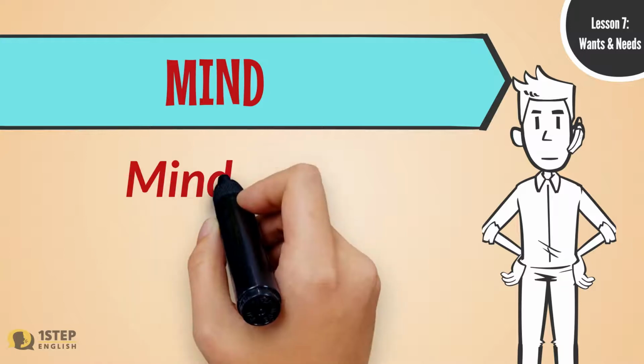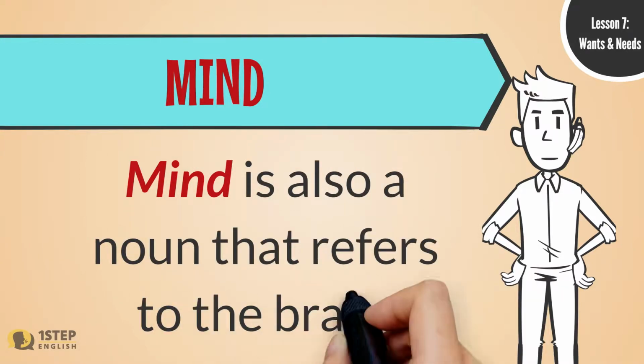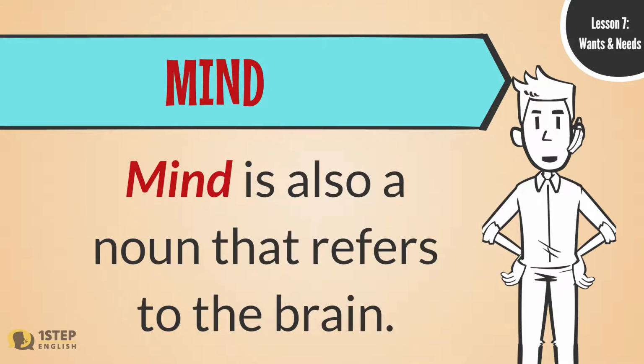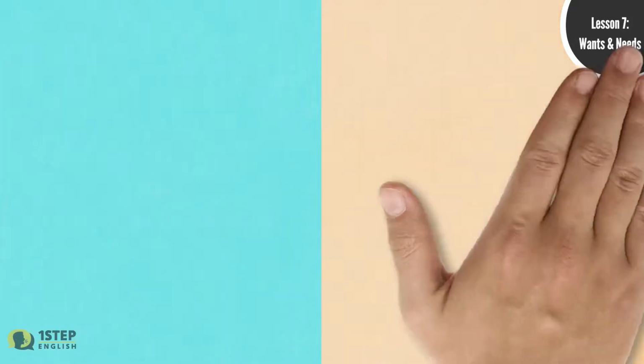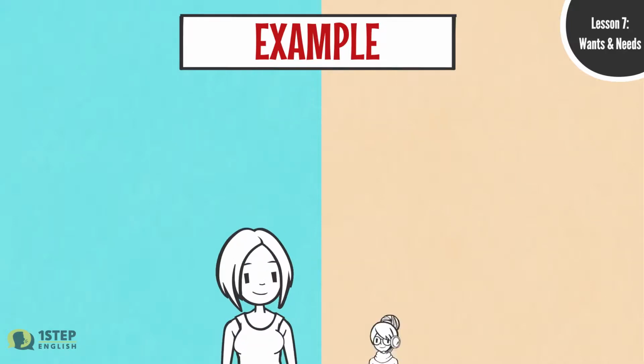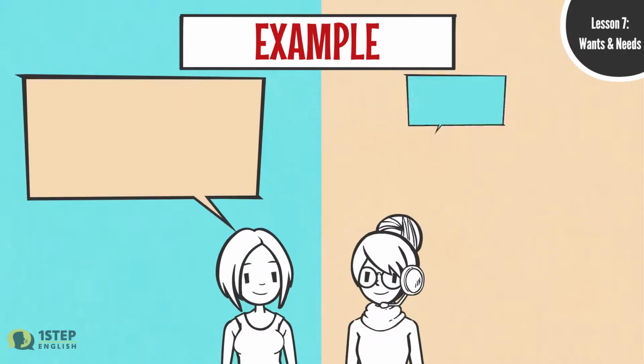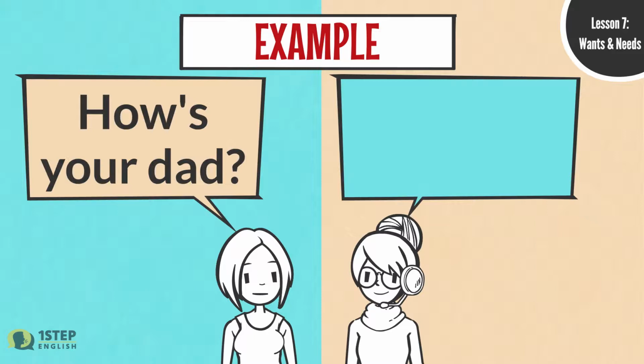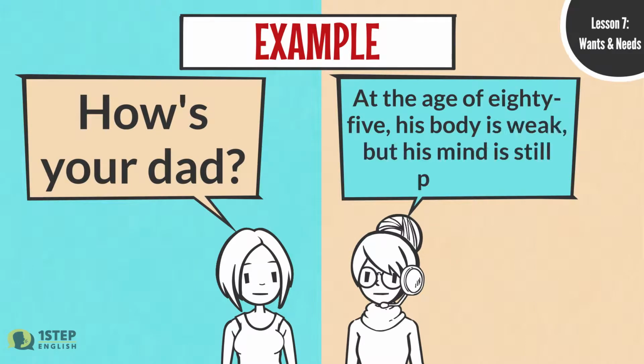Mind. Mind is also a noun that refers to the brain. For example, how's your dad? At the age of 85, his body is weak, but his mind is still perfect.